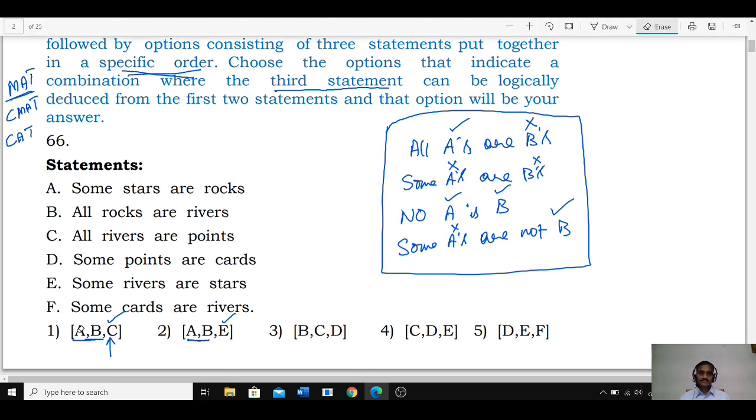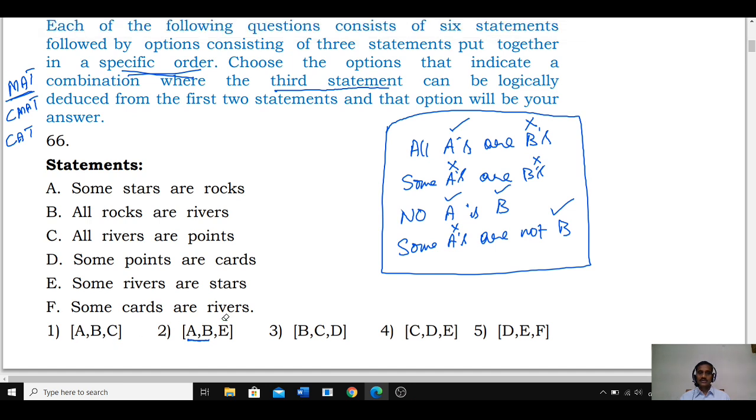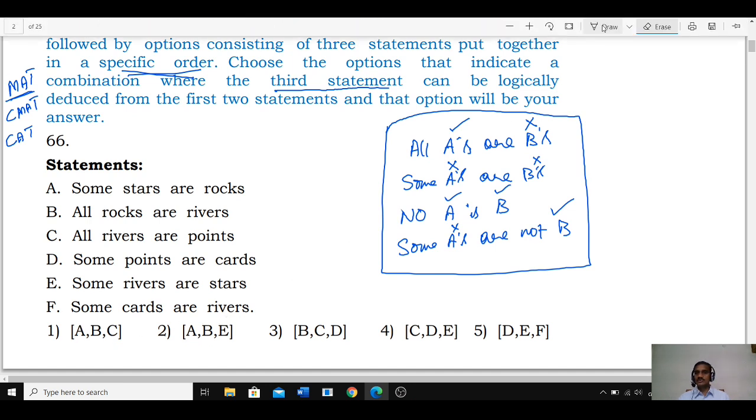Now first rule, let us solve this one with the help of rule number 1. Now in order to have a conclusion we need to have 2 statements.